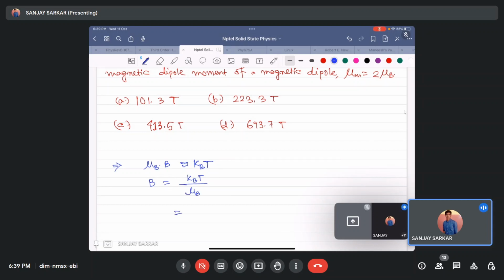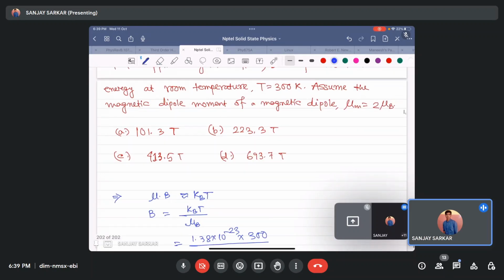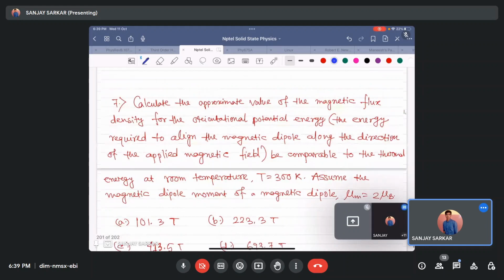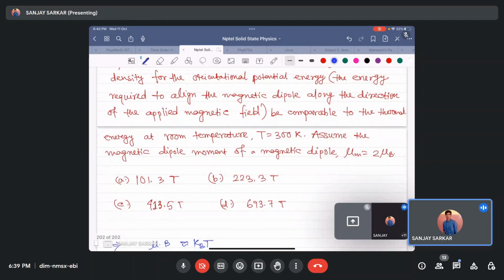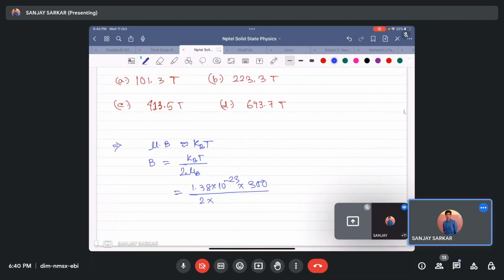Now kBT is 1.38 into 10 to the power minus 23 into 300, divided by mu B. Mu B is mu dot B. So mu is mu B into the magnetic flux. Assume the magnetic dipole moment of a magnetic dipole is 2 mu B. So it is 2 into 9.27 into 10 to the power minus 24 Tesla. Then calculate this.